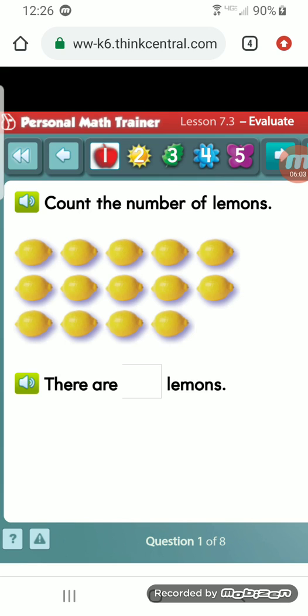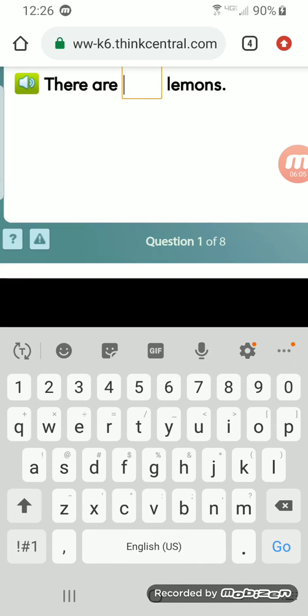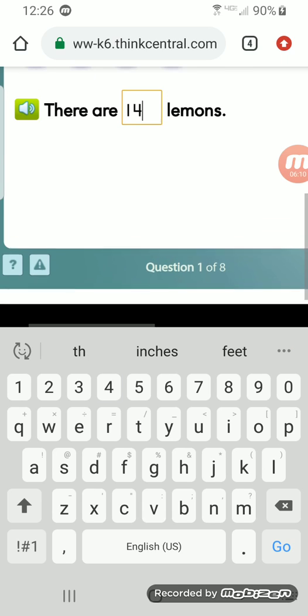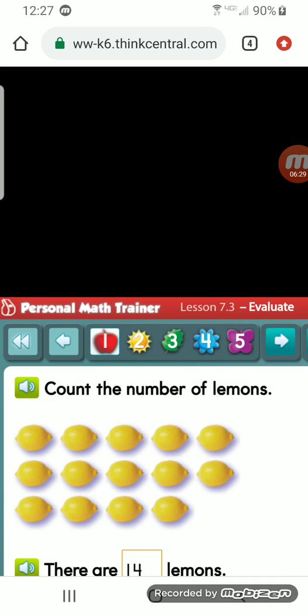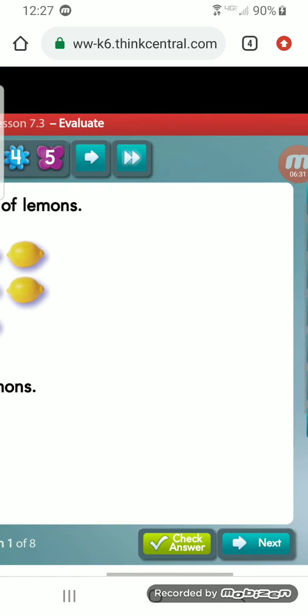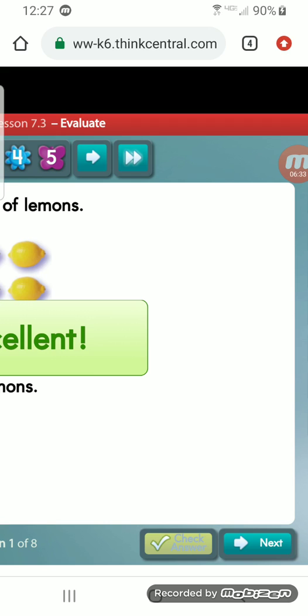Did you count 14 lemons? That's how many I counted. 14 is a 1 and a 4. Let's go back up and count those lemons together before we check our answer. 1, 2, 3, 4, 5, 6, 7, 8, 9, 10, 11, 12, 13, 14. Very good. Let's check our answer. Excellent! Yay.